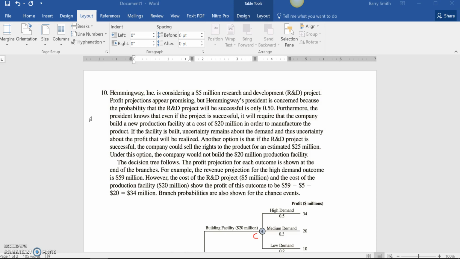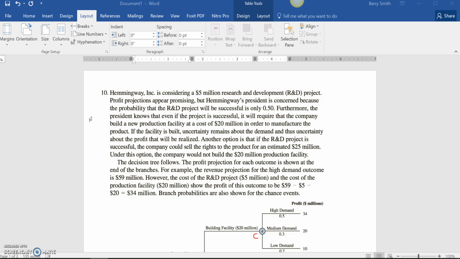Now, if the facility is built, uncertainty remains about the demand and thus uncertainty about the profit that will be realized. Another option is that if the R&D project is successful, the company could sell the right to the product for an estimated $25 million. Under this option, the company would not build the $20 million production facility.